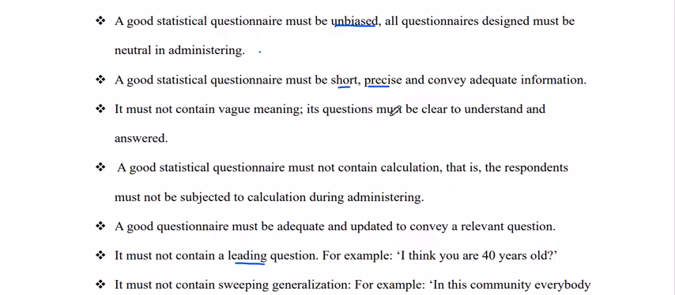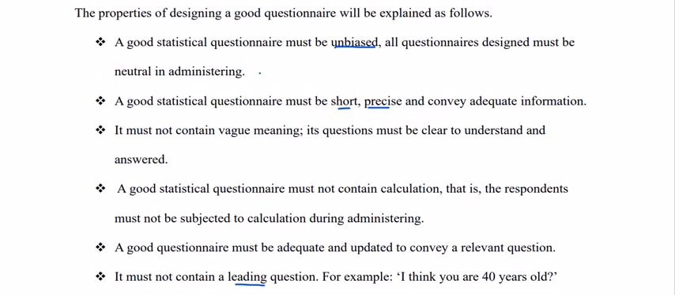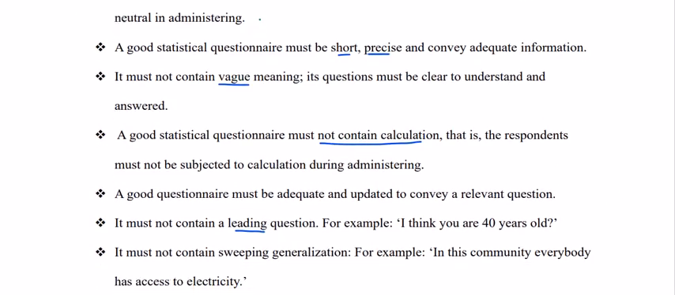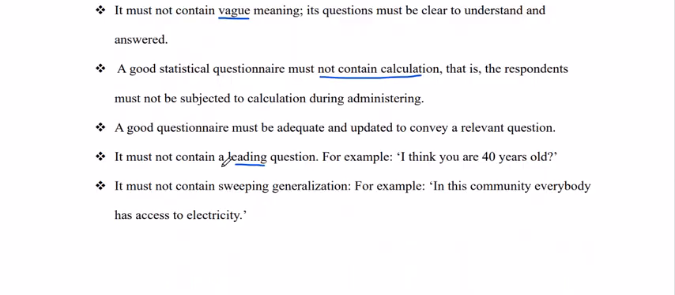all these points must be followed. Unbiasedness. The questionnaire must be short and precise. It must not contain vague meaning. The questionnaire must not contain calculation. Then the questionnaire must be adequate and updated to convey relevant information. Then the questionnaire must not contain a leading question, as in the example that I gave here. Then the questionnaire must not contain any form of sweeping generalization.